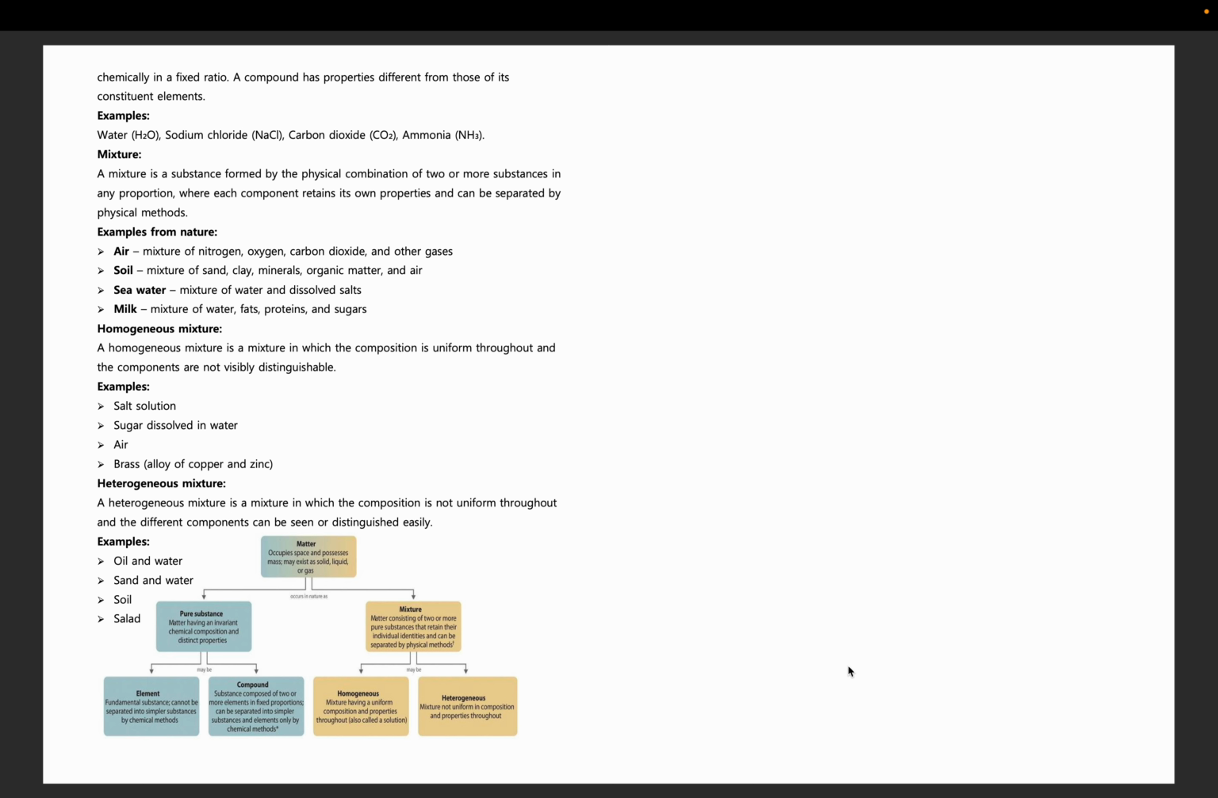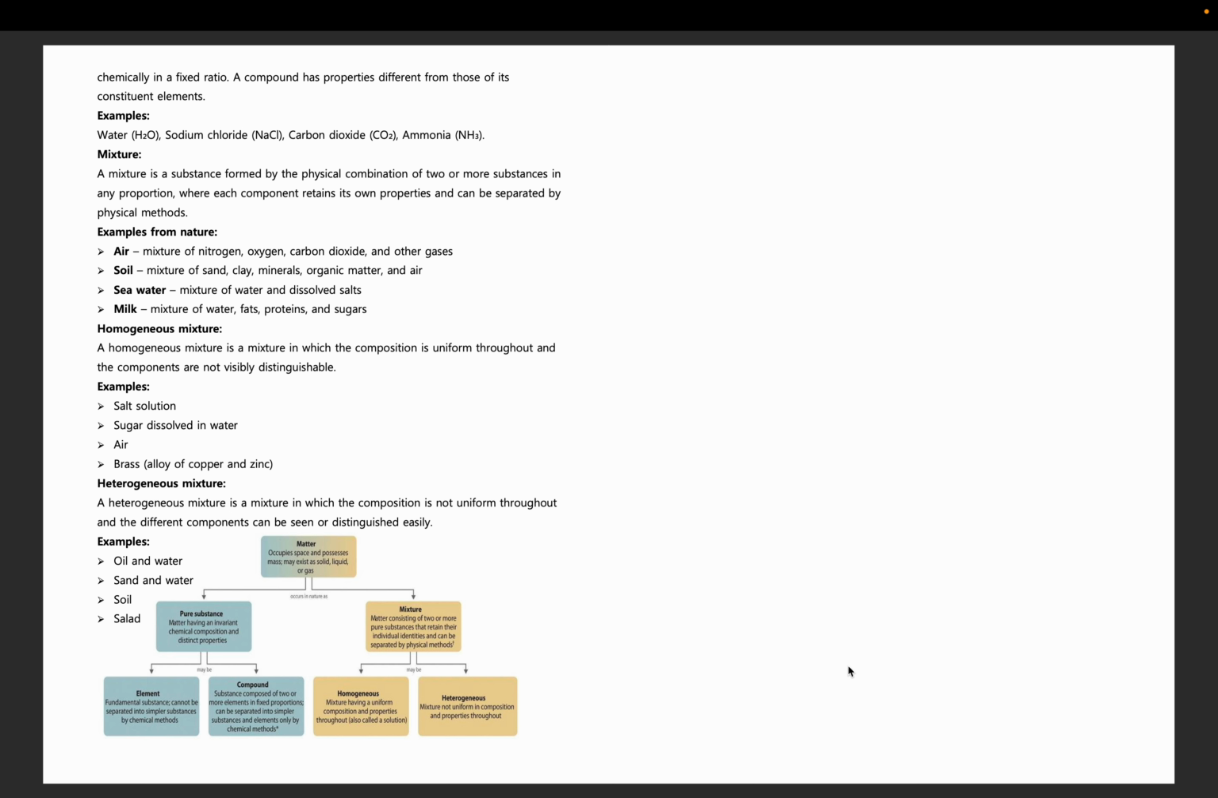Suppose we explain water. Water has the formula H2O. That means water is made up of two elements, hydrogen and oxygen. But water has its own characteristic properties, which are very different from the properties of hydrogen and oxygen. Take one example: water at room temperature is liquid, but hydrogen at room temperature is gas, and oxygen at room temperature is gas.